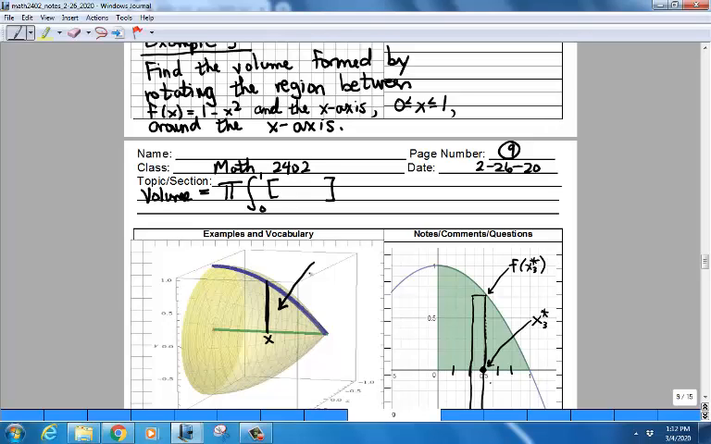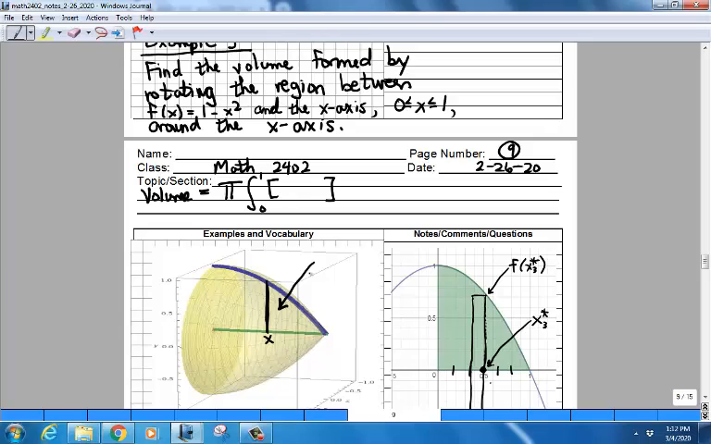1 minus x squared, right. That's that blue curve, okay? So you plug x into the formula for the blue curve, which was 1 minus x squared. That's what I was mentioning earlier: the formula for the curve that you're using to form the object is usually the radius of the object. Not always, but most of the time.